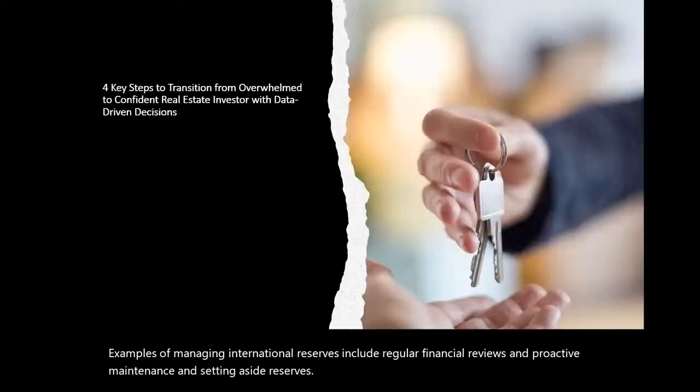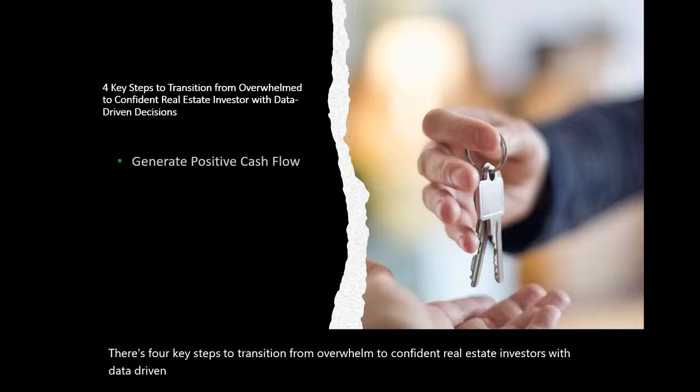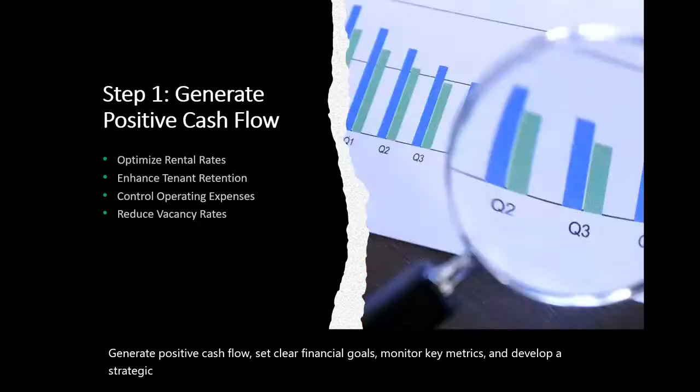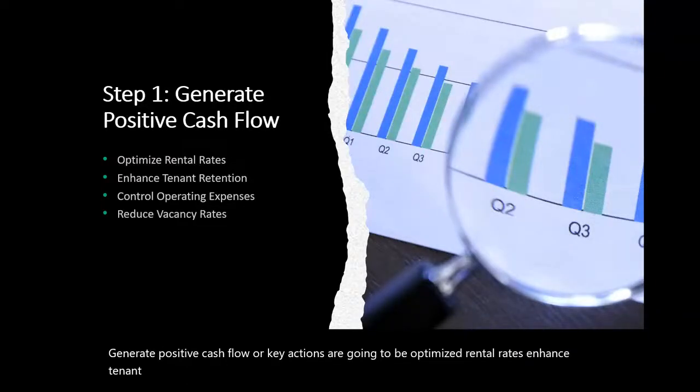So there are 4 key steps to transition from overwhelmed to confident real estate investor with data-driven decisions: generate positive cash flow, set clear financial goals, monitor key metrics, and develop a strategic plan. To generate positive cash flow, our key actions are going to be optimize rental rates, enhance tenant retention, control operating expenses, and reduce vacancy rates.